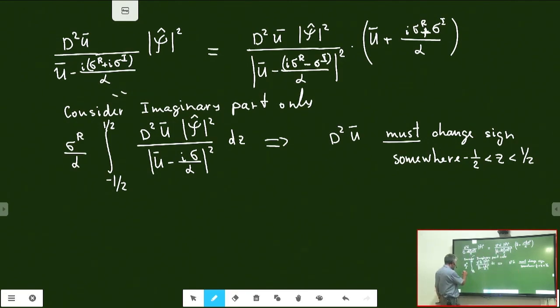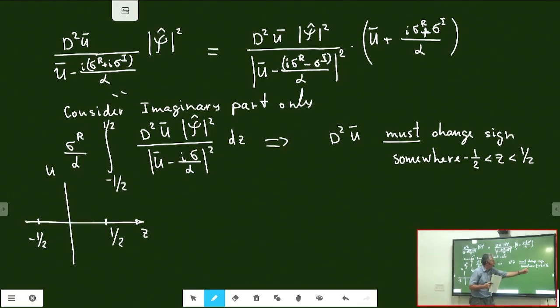So if we have, say, z and u as a function. So this is my left or bottom plate, minus 1/2. This is my right or top plate, 1/2. So there is some sort of distribution here, right? And that distribution here must have second derivative changing sign, right? Somewhere inside, right? Not necessarily at the boundaries, and most likely not at the boundaries, but somewhere inside.